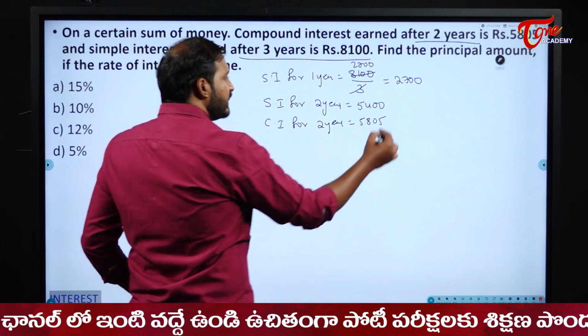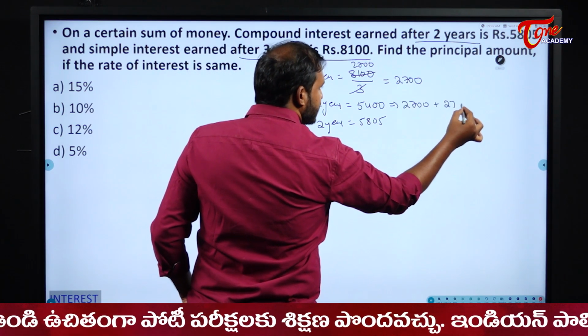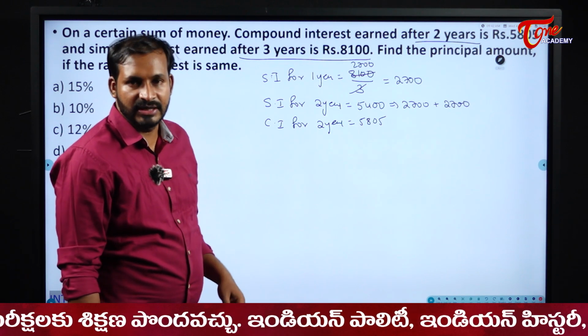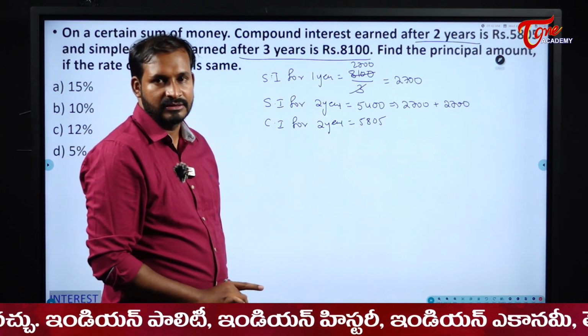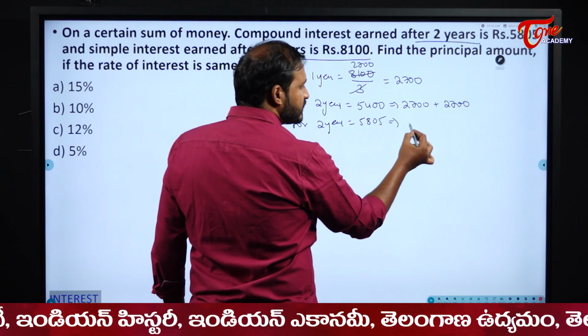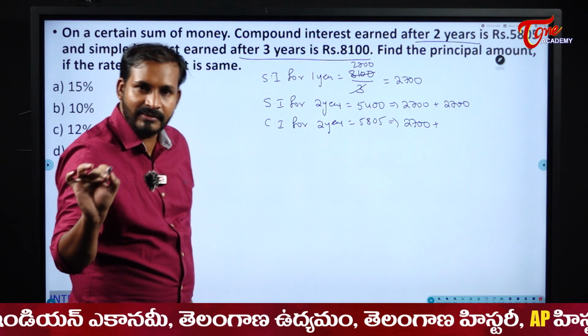And as usual, this 5400 can be written as 2700 plus 2700. Just now we have solved, right? 50 and 55, 25 and 25 I have written. Half of that. Similarly here also 2700. And now what happens to this one, students? 2700. Okay, good. For the first year, both simple interest and compound interest will be the same.